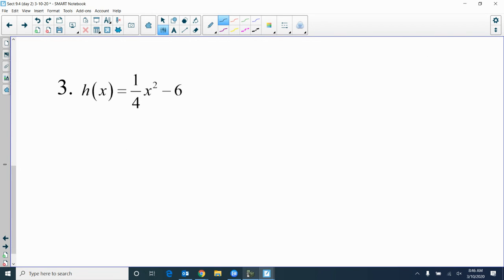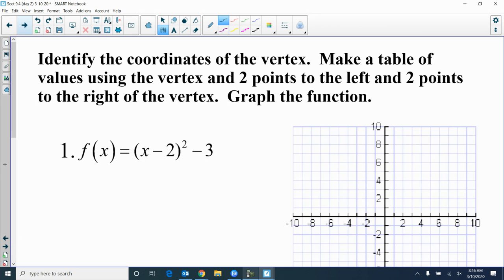Any ideas yet? Down 6. It does not move left or right because there's no parentheses. The 1/4 will make it wider. Okay? The vertex will be 0, -6. Okay? For that one. Now, all right, this is why I handed you this out.